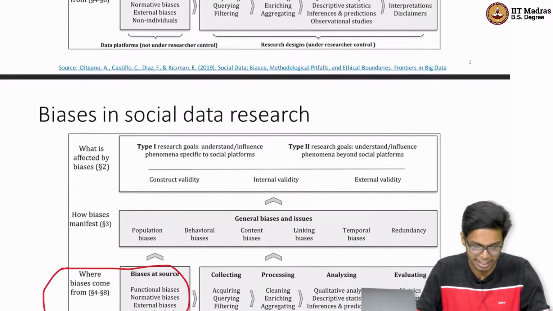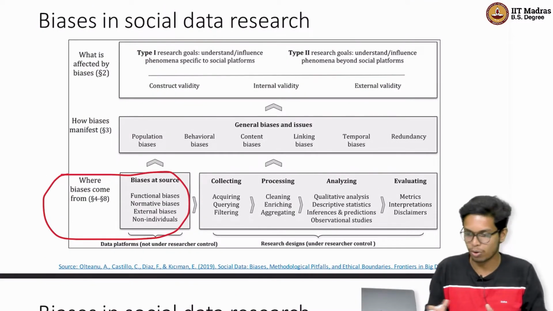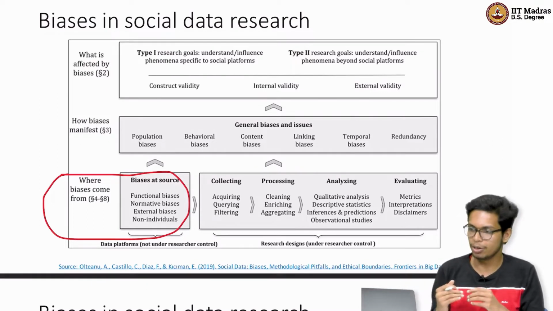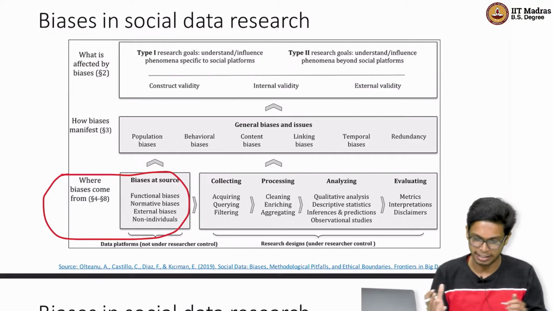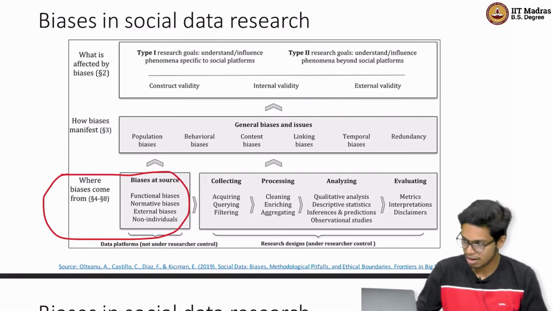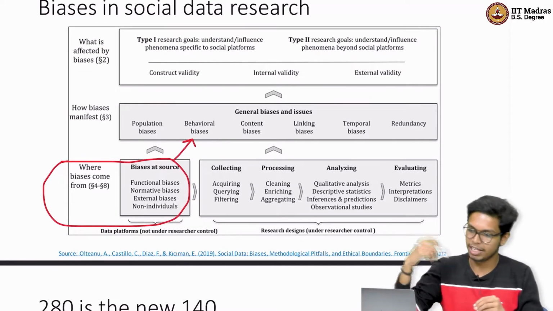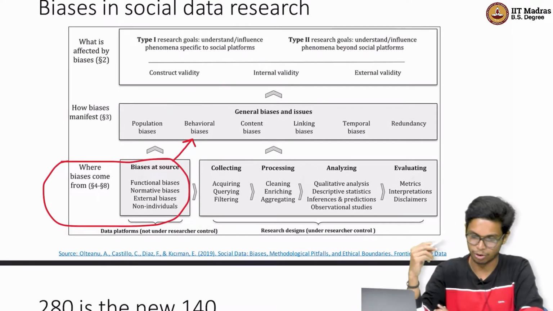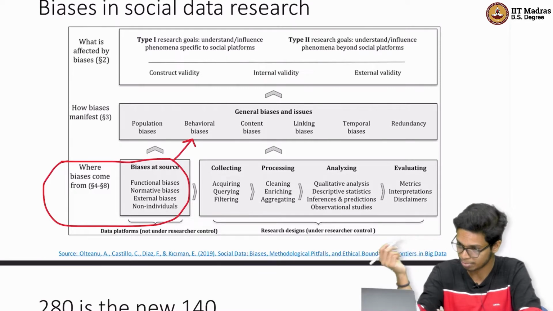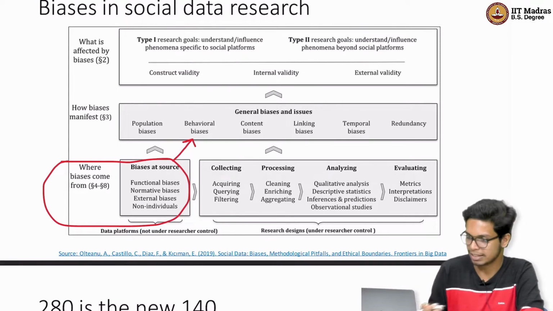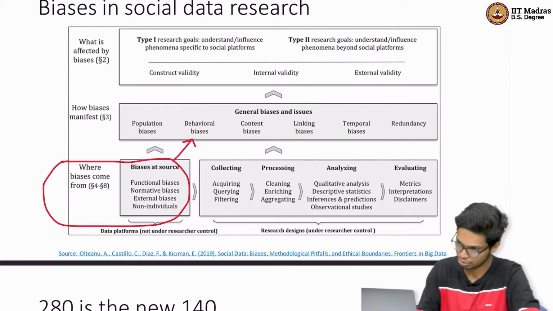So for today's session, the first part, we'll be focusing on how these biases emerge, especially looking at Twitter data, because in the broader context we want to study biases in social data research. Then we also want to see how these biases affect behavior. We want to do a deep dive into a specific paper which looks into how Twitter as a platform affects the biases in the behavior of its users.